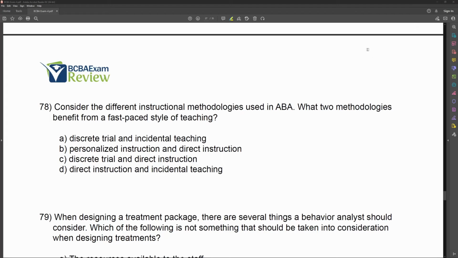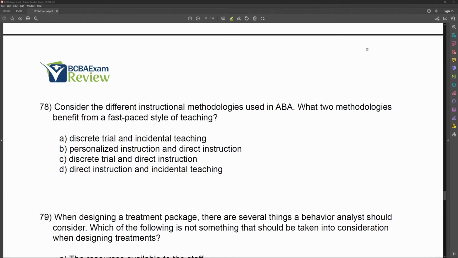Are we looking at A, discrete trial and incidental teaching? Well, we know discrete trial is fast-paced, right? We're delivering a lot of SDs, a lot of consequences very rapidly. Incidental teaching, however, is naturalistic, okay? So we're letting the teaching occur naturally. So it's just dependent on what's occurring in our current environment. So incidental teaching doesn't necessarily benefit from either style. It's just whatever you're given. So A is out.